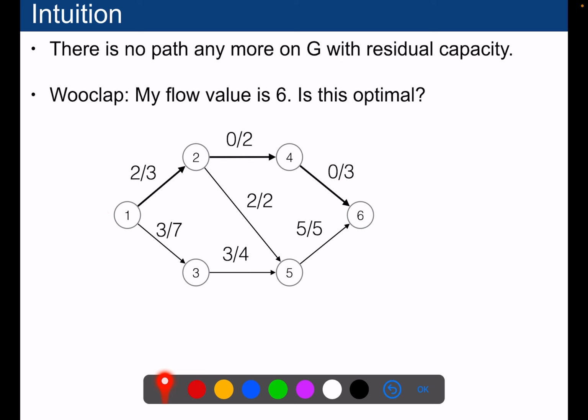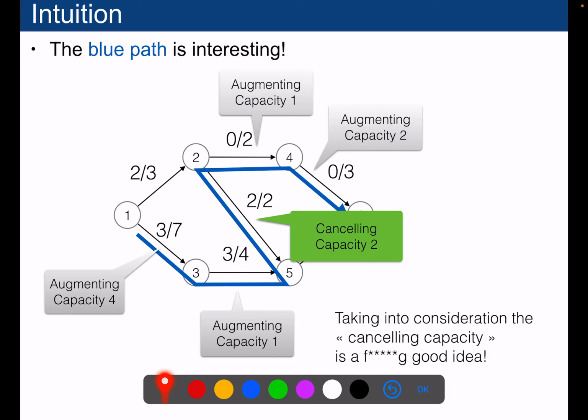On that solution, you see that there is no path anymore on G with residual capacity. Okay, but we know that the value 6 is not optimal. We know that it should be 7. So how can we solve that problem? Let's consider canceling the flow, right, to improve the solution.